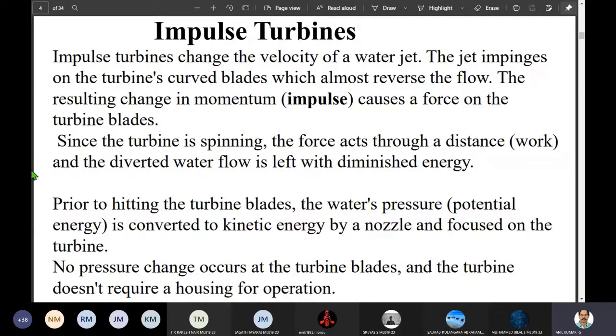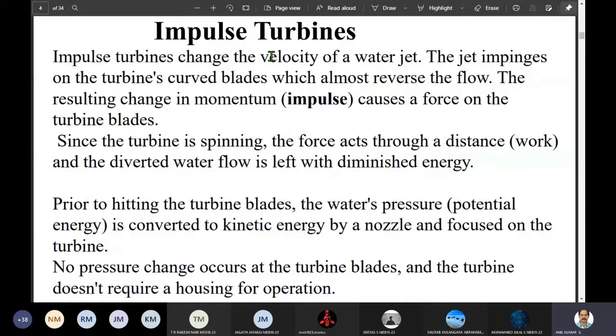But in an impulse turbine, as the word rightly implies, it works under the impulse of water. So it is the direct action, not reaction. The kinetic energy of the water is fully utilized by the turbine, not pressure energy. The pressure is atmospheric. It's a very important thing you have to keep in mind: the pressure at which the operation of the impulse turbine takes place is atmospheric pressure. It is not high pressure.